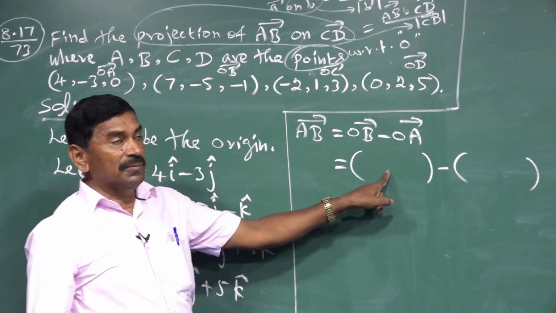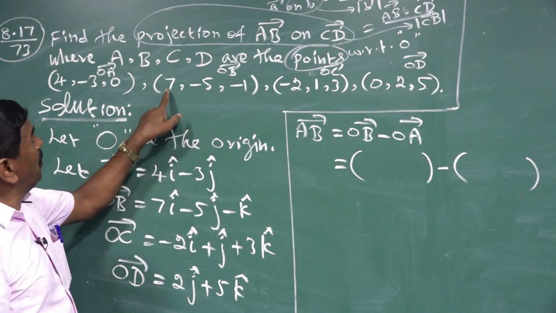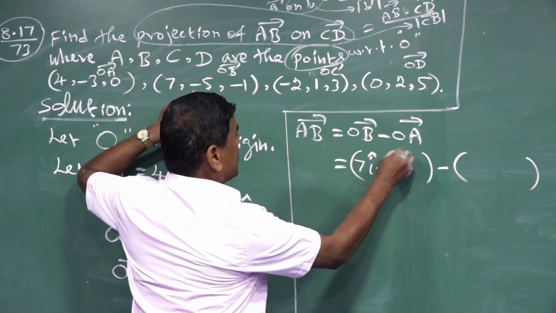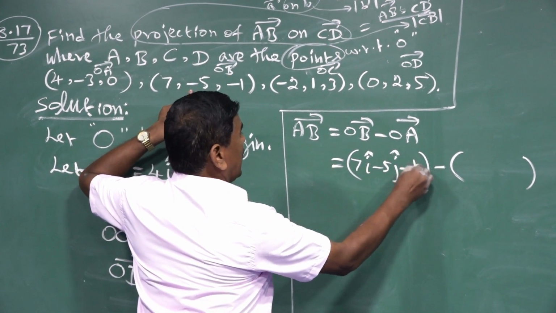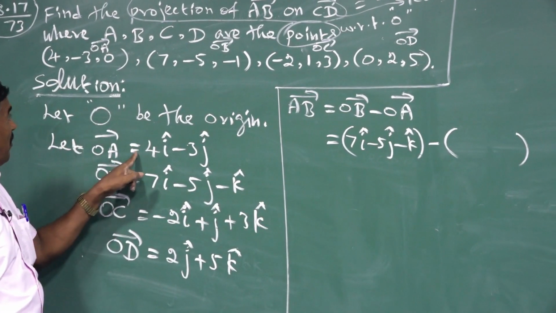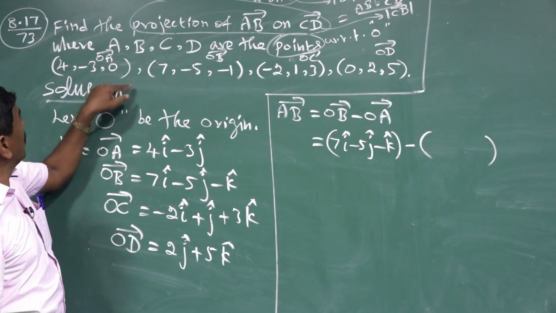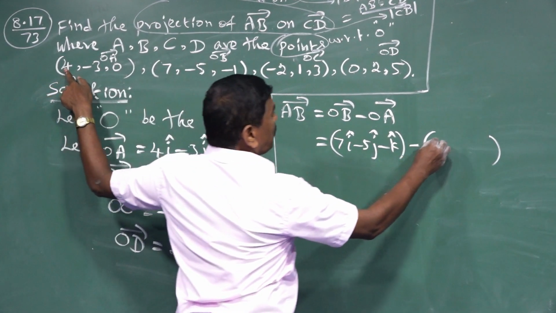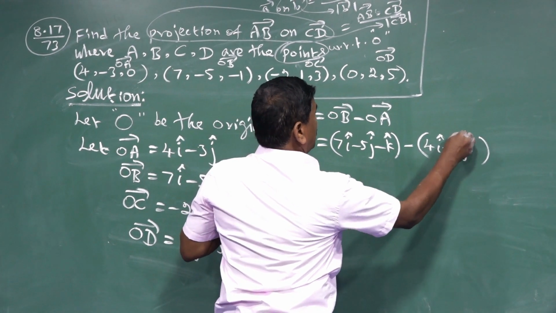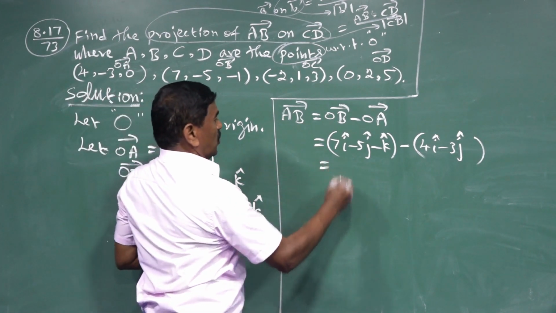What is OB vector? OB vector means the second point. OB vector is equal to 7i cap minus 5j cap minus k cap, minus OA vector. OA vector is nothing but the first point. OA vector is equal to 4i cap minus 3j cap plus 0k cap.